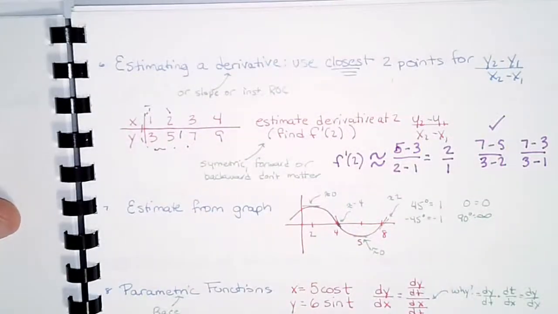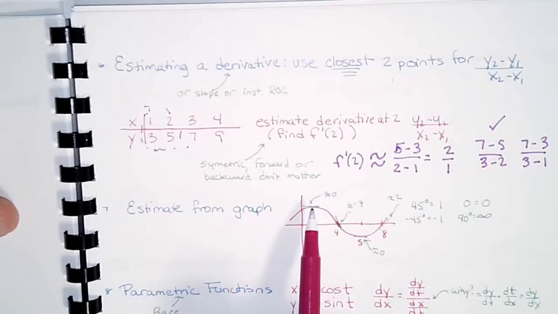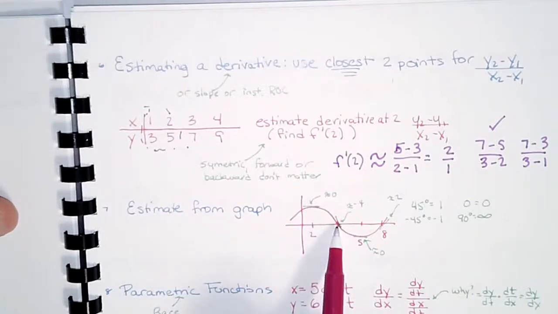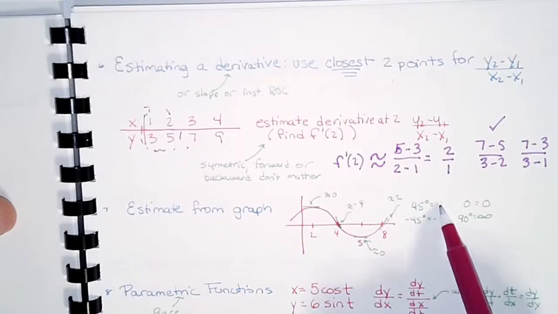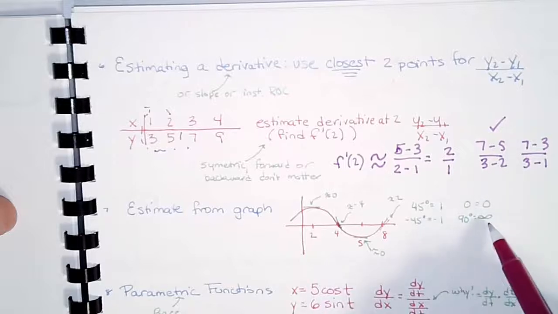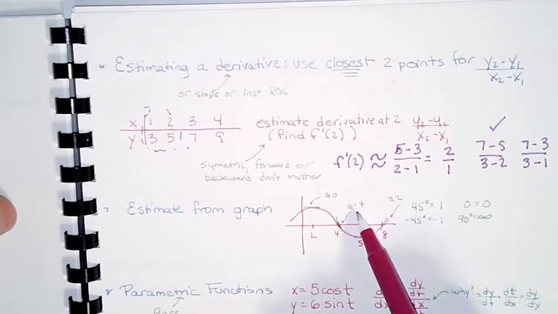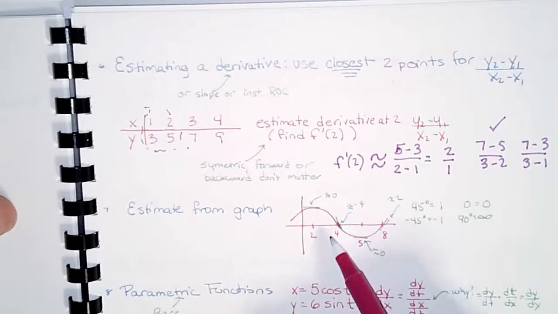And just remember, estimating slope from the graph is pretty straightforward. A slope of 0 has no angle to it. A slope of 45 degrees down is -1. A slope of 45 degrees up is +1, and a straight up and down is approximately infinity. I estimated this slope at -4 just because it looks like it's really, really steep right there. Those are all just estimates as we go.